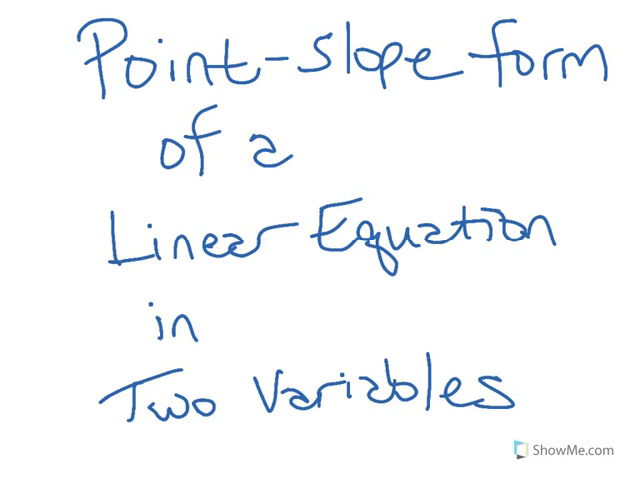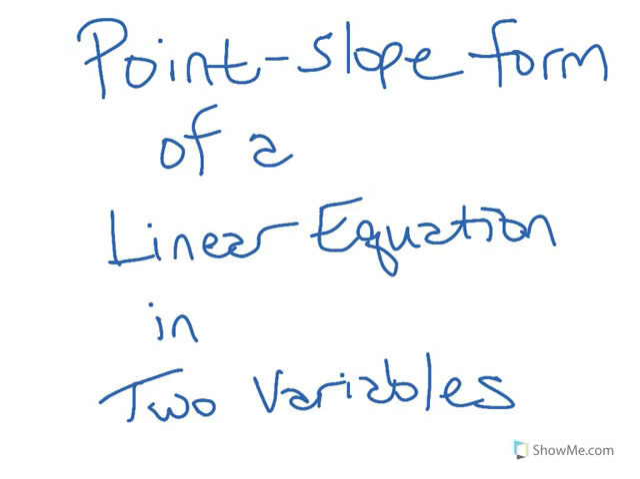This one is about deriving the point-slope form of a linear equation in two variables. There are 6 things to talk about here. The first is, of course, explaining what point-slope form means and where it comes from. Then I'll demonstrate how to use point-slope form of an equation to graph a line.